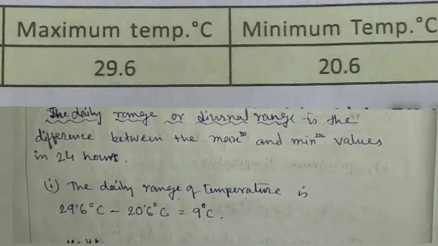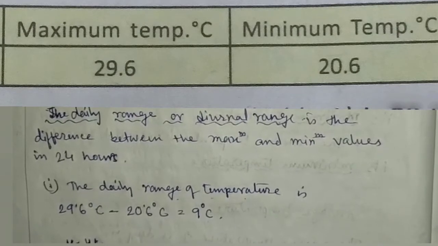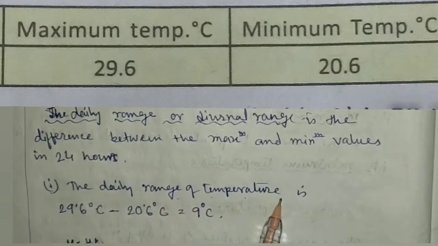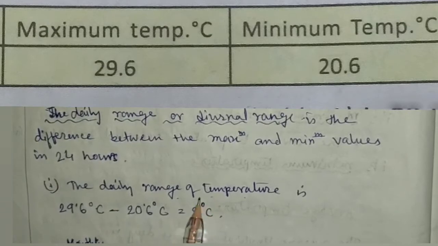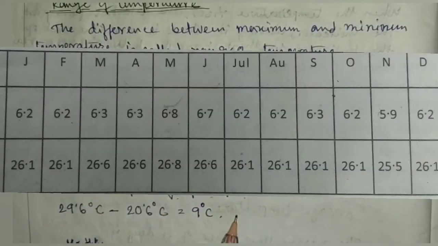For better understanding, we go through a problem. In a place in Congo, the maximum temperature of a day is 29.6 degrees centigrade and the minimum temperature is 20.6 degrees centigrade. Now calculate the daily range of temperature in this place. 29.6 degrees centigrade minus 20.6 degrees centigrade is equal to 9 degrees centigrade. This 9 degrees centigrade is the daily range of the temperature of this place.